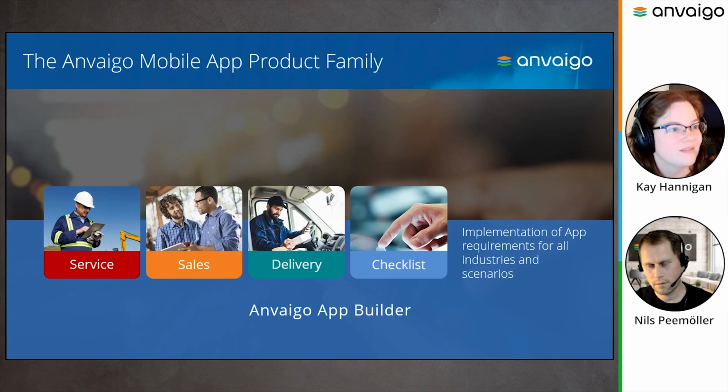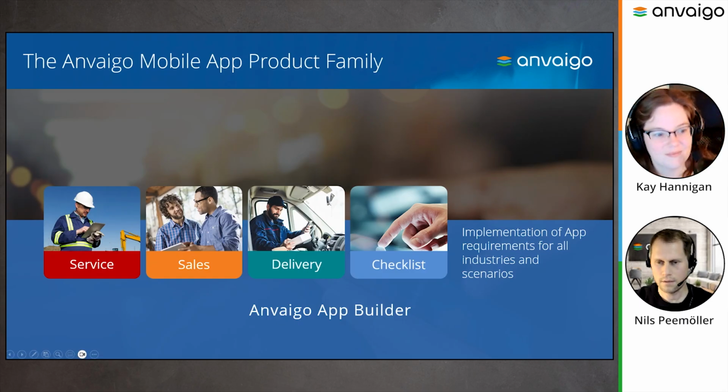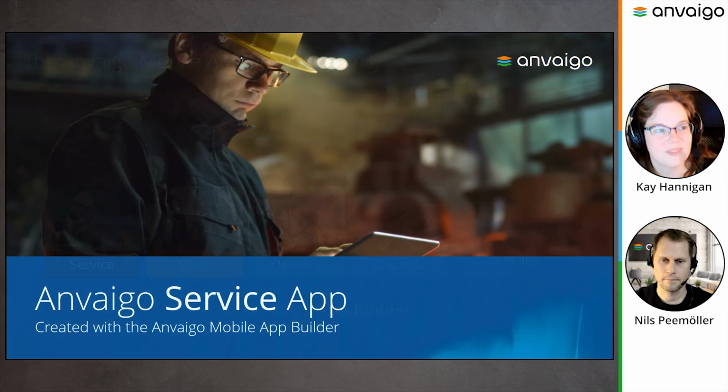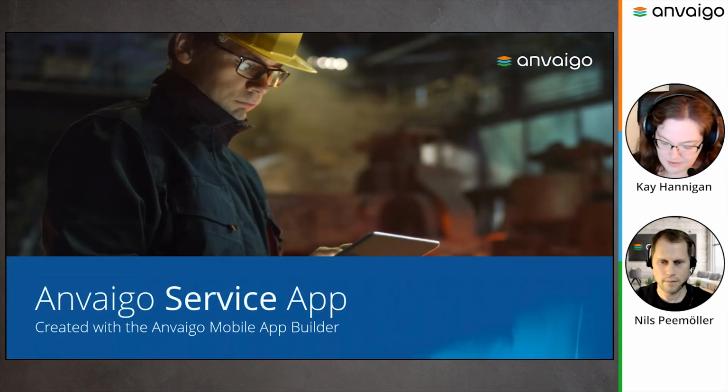So the important thing now is that the checklist as we've seen here today can be either standalone and connected to a customer, but you can also include the checklist within the service app, the sales app, or the delivery app. That makes it very flexible in collecting data, having this flexibility you've seen here today in any of the other apps as well. Exactly. So for example, in service.